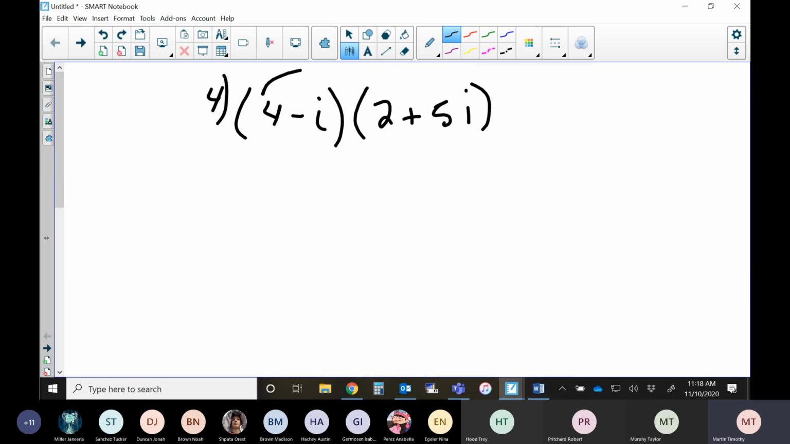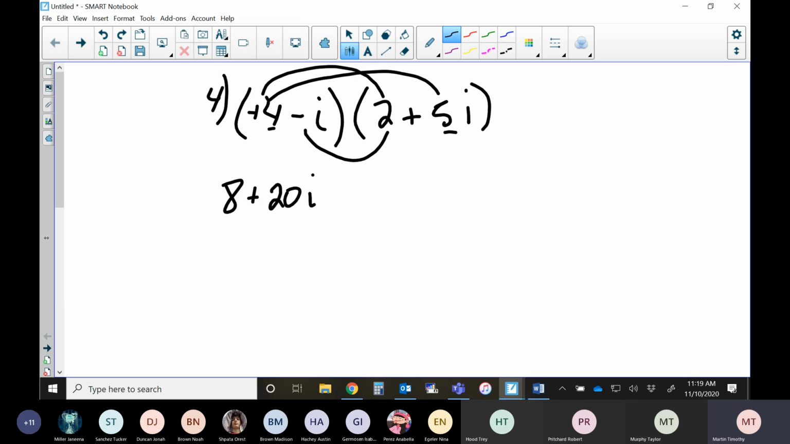So I multiply 4 times 2. Did I write that down right? Yep. Okay, 4 times 2 is 8. 4 times 5i. I do this in a couple steps. I think of this as a positive, so positive times a positive is a positive. 4 times 5 is 20, and then I just put i.